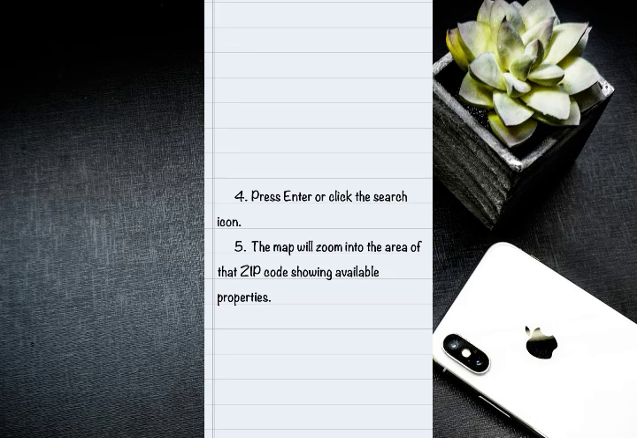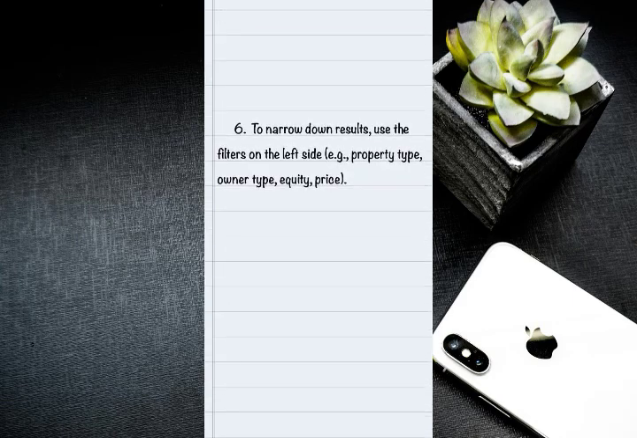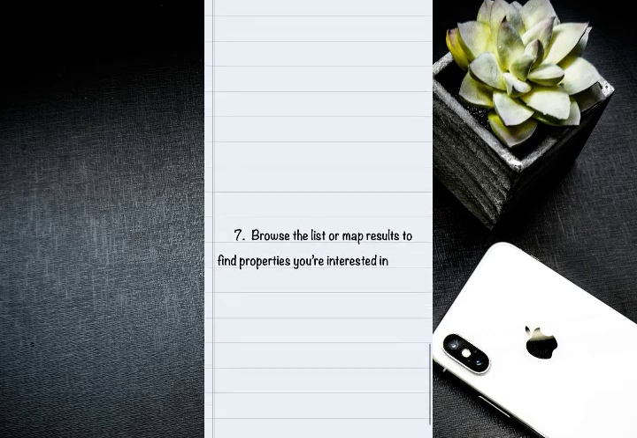Then the map will zoom into the area of the zip code, showing available properties. Then from there, to narrow down the results, use the filters on the top side, which are the property type, the owner type, or the equity or price, just to narrow your results. Then from the list or the map result, find the properties you're interested in.